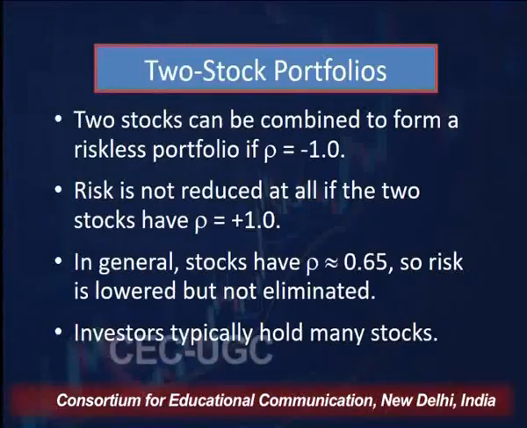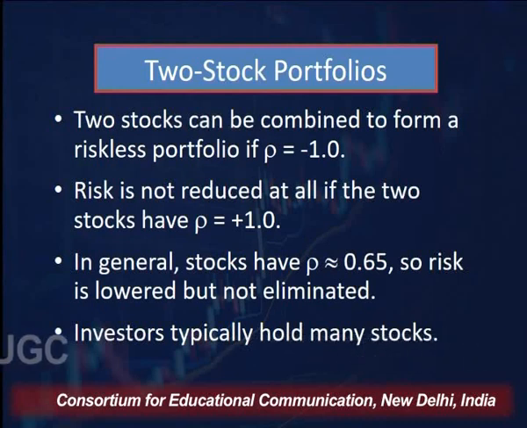Now all of these stocks may be negatively or positively correlated. We need to understand that when we are creating the portfolio, we must have stocks which are not positively correlated. Why? Because two stocks can be combined to form a riskless portfolio. How? They can be riskless only when the coefficient of correlation is -1.